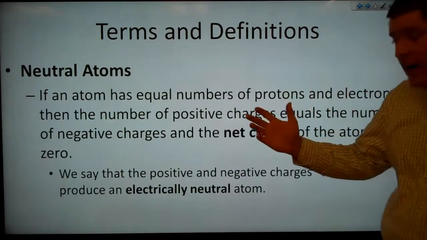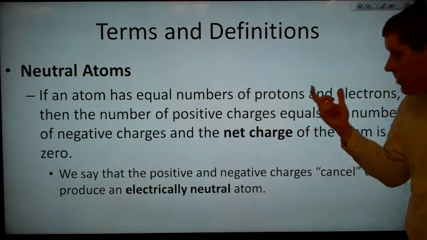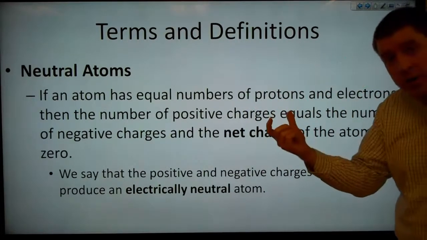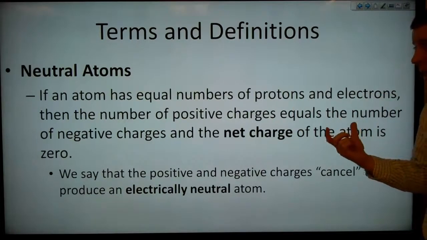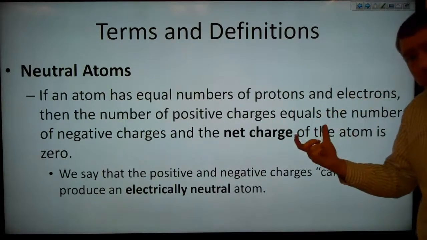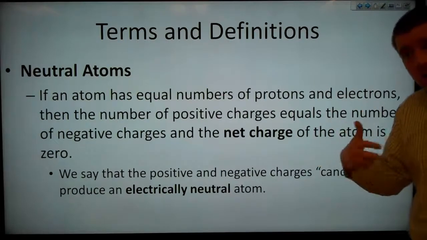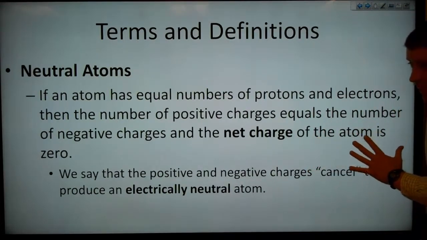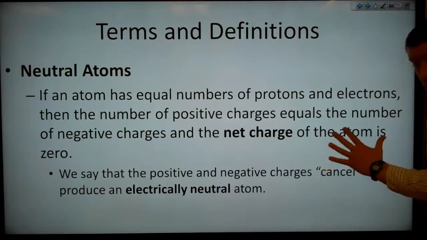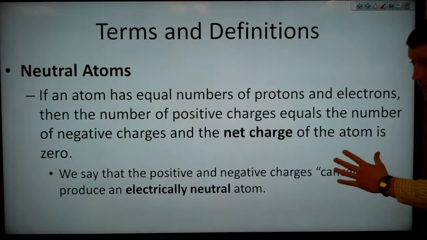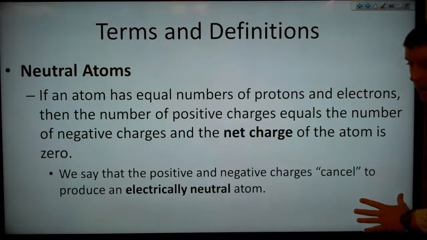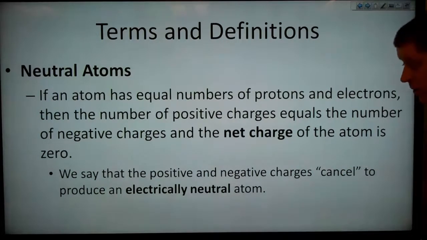So now let's turn to neutral atoms. If an atom has equal numbers of protons and electrons, because remember that the proton has a +1 charge and the electron has a -1 charge, if they have equal numbers of positive charges and negative charges, then the overall charge is 0. This means that the number of positive charges equals the number of negative charges, and the net charge, or the overall charge of the atom, is 0. We say that the positive and negative charges are canceling to produce an electrically neutral atom.